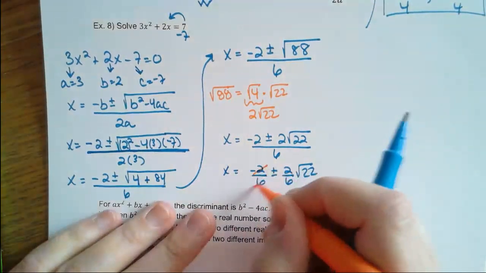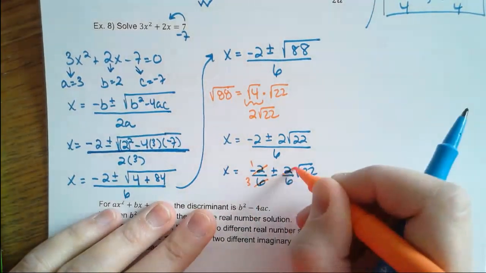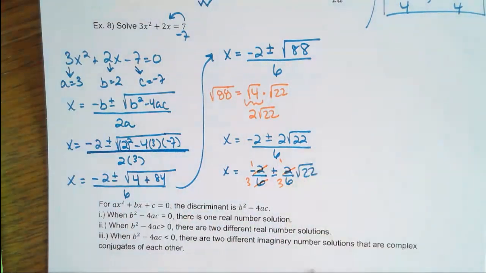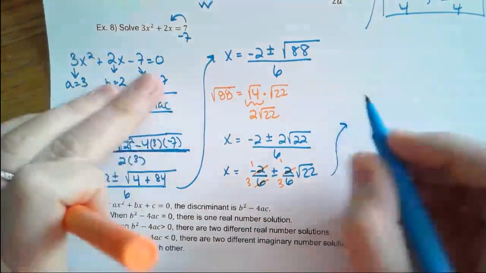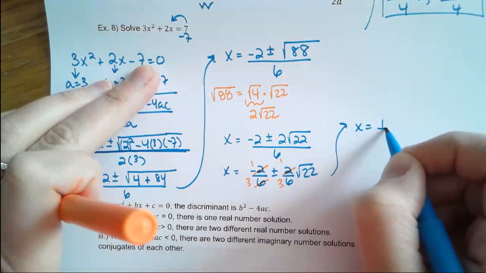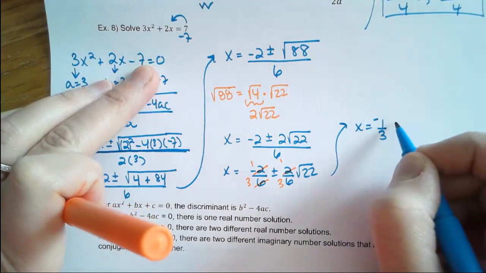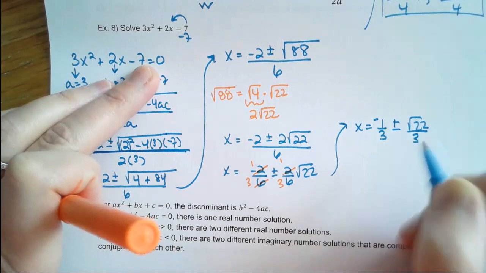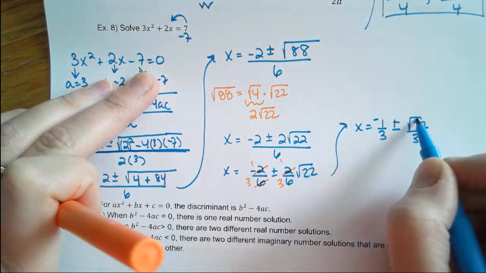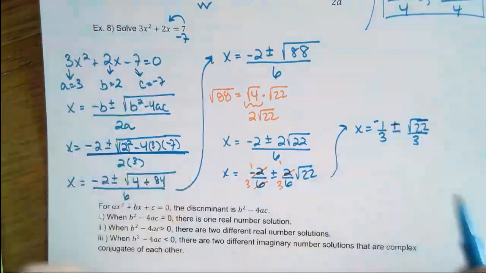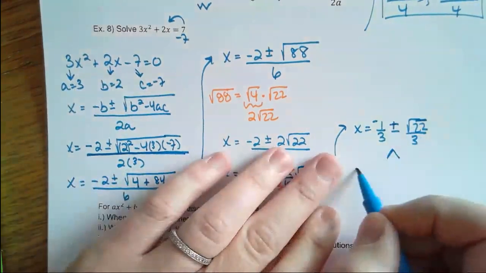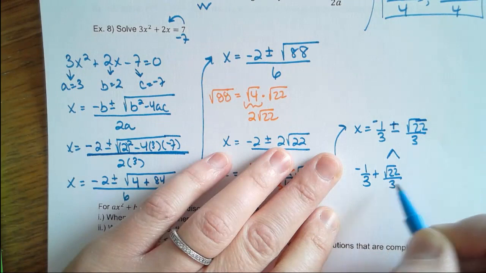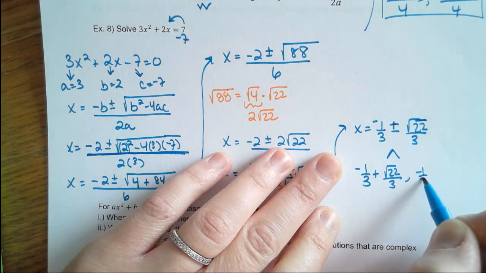Here, I can take a 2 out of each of these. I'm left with 1/3. And same thing here. When you're simplifying the fraction, don't go inside the root. So I have my answer, x equals negative 1/3 plus or minus root 22 over 3. I don't need the extra 1 because 1 times root 22 is just root 22. But again, here are my two answers. If you want to write them separately, you can. One has the plus, one has the minus.